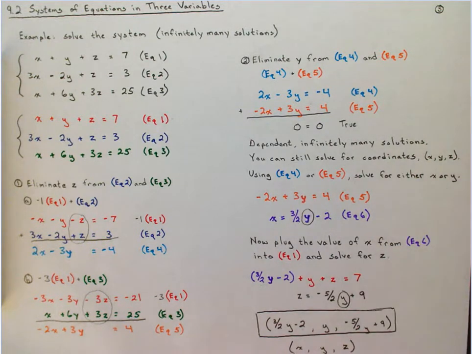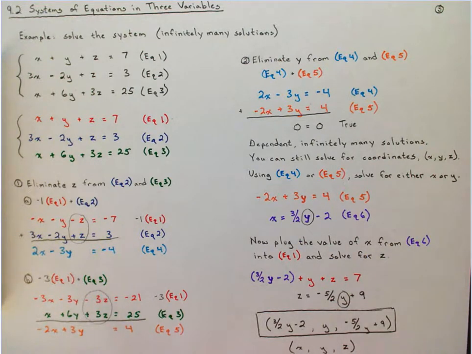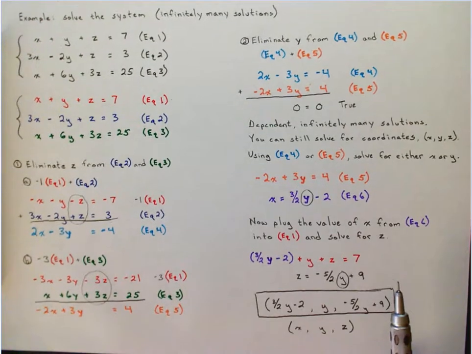Using equation 4 or equation 5, solve for x or y, whichever one. What I did is I chose to use equation 5 and I solved for x. I'm now calling that equation 6. I now plug in the value of x from equation 6 into the remaining equation, equation 1, and I solve for z. And this is my solution here.